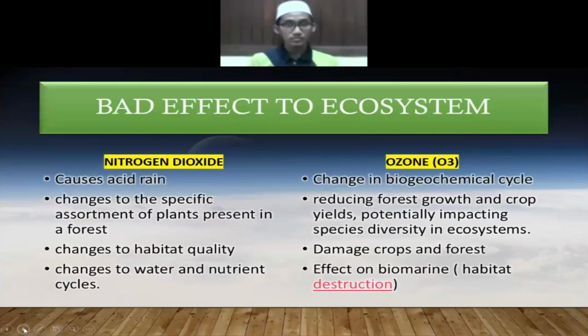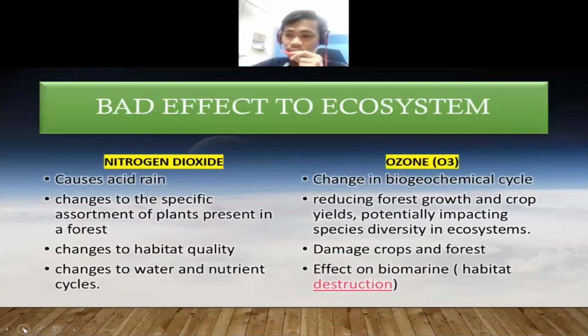Lastly, the effects of ozone and nitrogen dioxide on the ecosystem are that they cause acid rain and changes to habitat quality, which can lead to the loss of species diversity, and then changes to the water and nutrient cycle, and changes in the biogeochemical cycle, and effects on marine life. This is because of habitat destruction. And I think that's all from me.